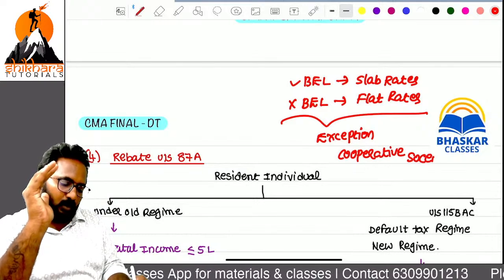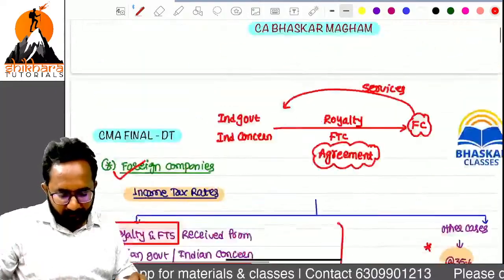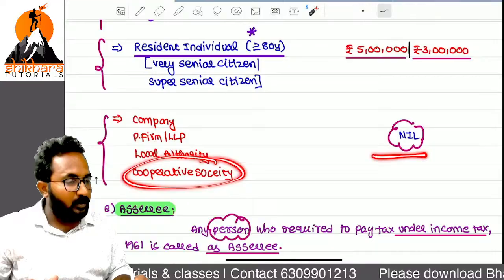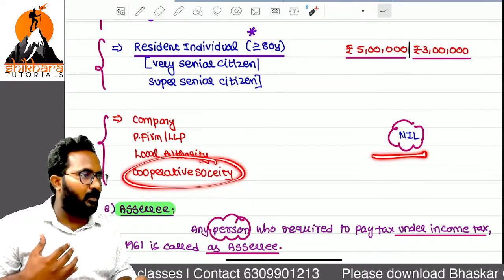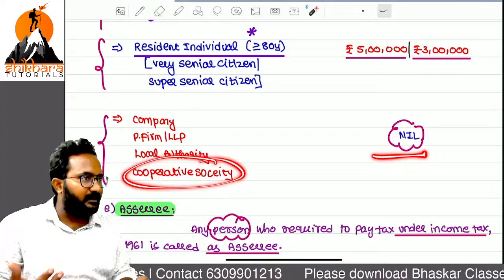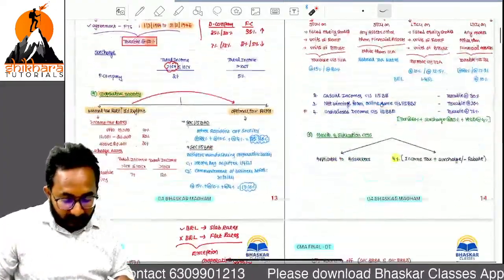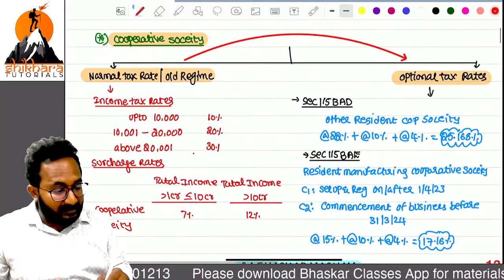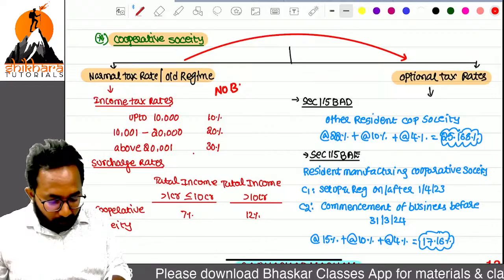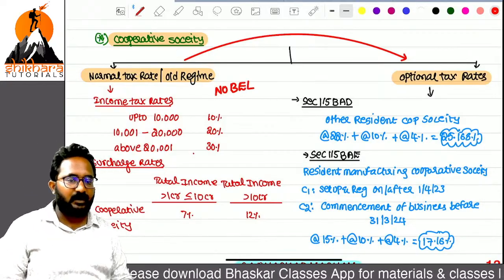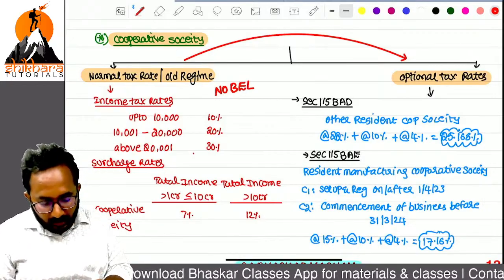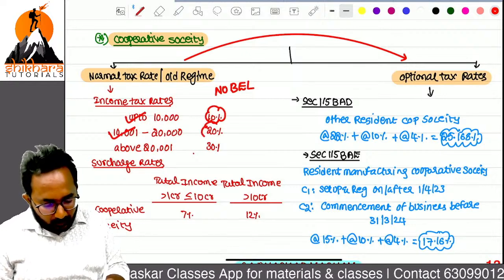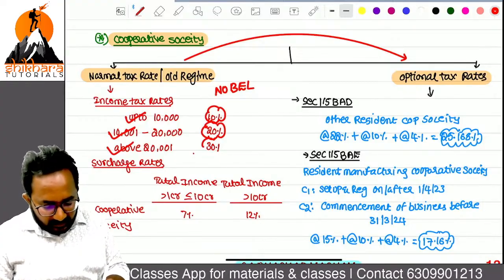Please check it out. Is there any basic exemption limit for a cooperative society? No. So normally what is the rule? No basic exemption limit means flat rate. But still the cooperative society follows slab rates, though there is no basic exemption limit. Please remember that point. So up to 10,000 also 10%, 10,000 to 20,000 20%, above 20,000 30%.